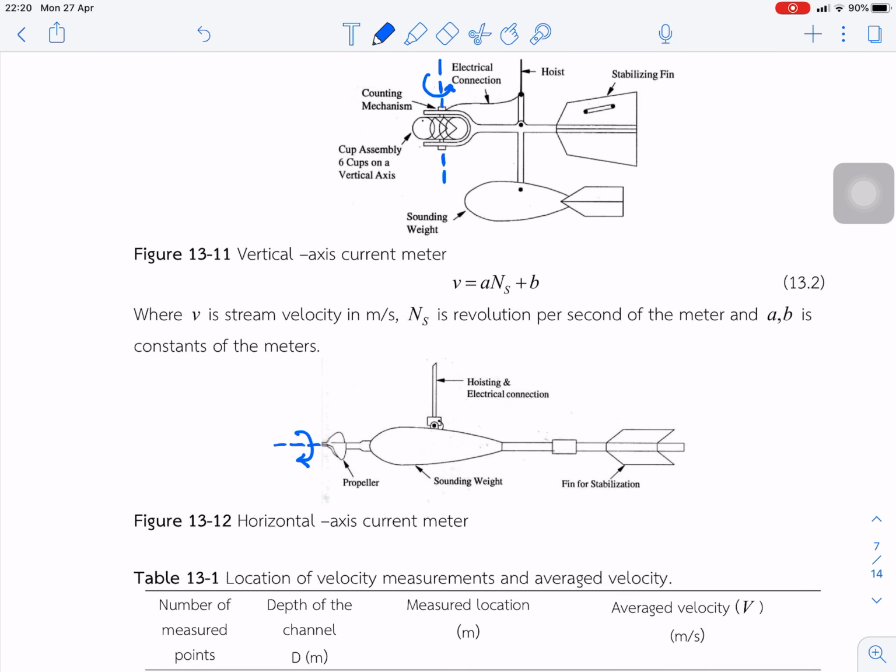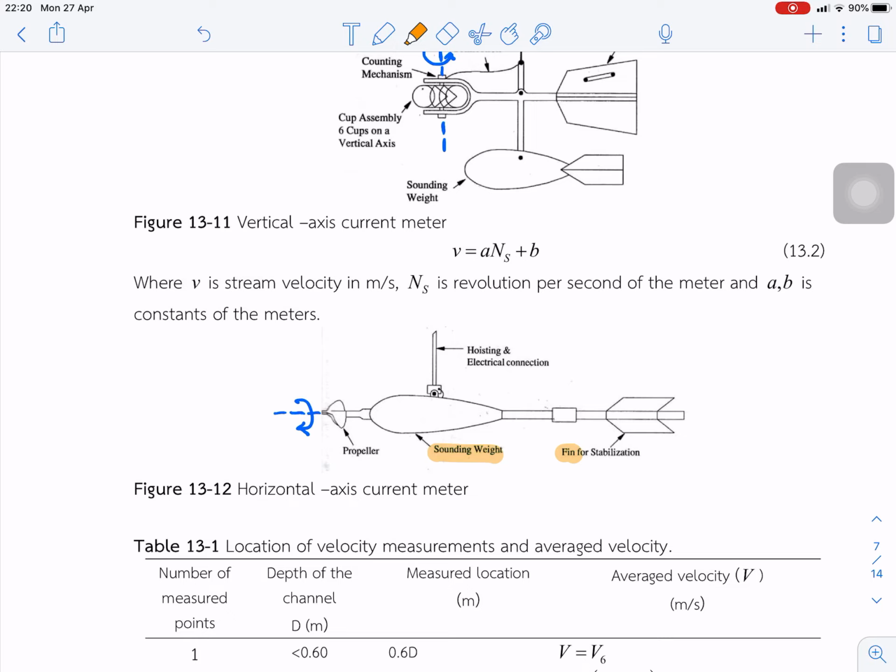This one uses a sounding wave and a fin to make the instrument always stay on the way to the velocity profile.